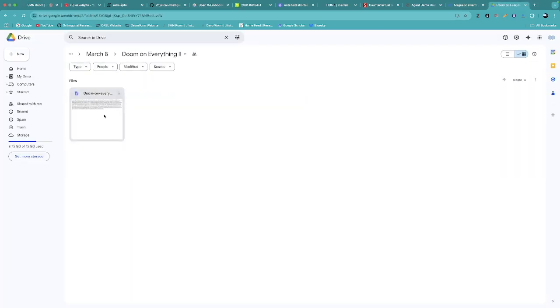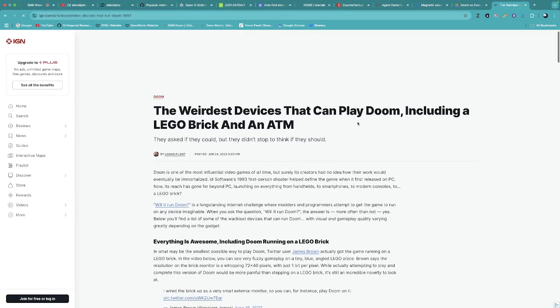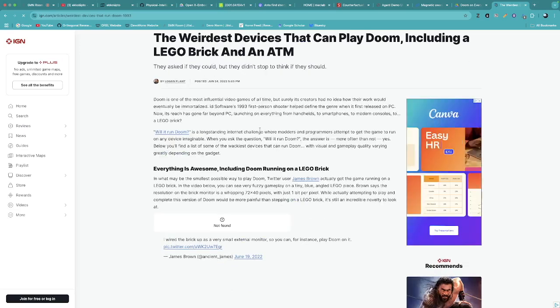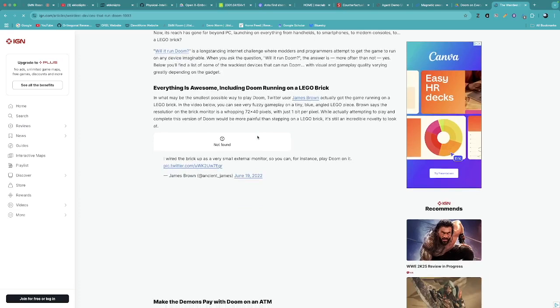This is an interesting one. I think we talked about this in a previous meeting, where people are putting the video game Doom on very small devices. This is an article from IGN: the weirdest devices that can play Doom, including a Lego brick and an ATM. People load Doom onto things like a refrigerator or an ATM. They have a lot of memory compared to the original version of Doom back in 1993, but people are amazed that you can play it on these so-called small devices.